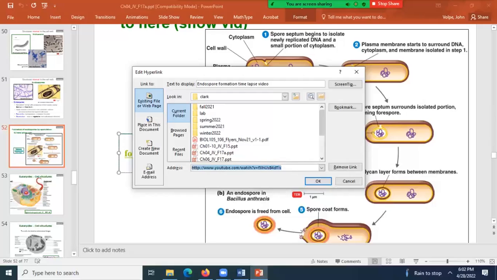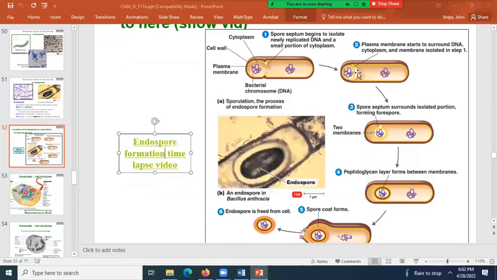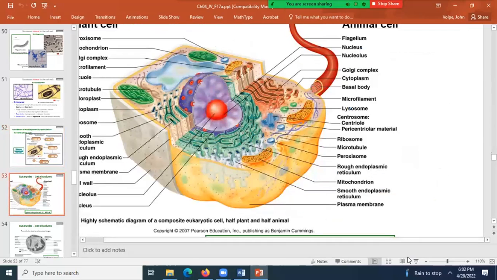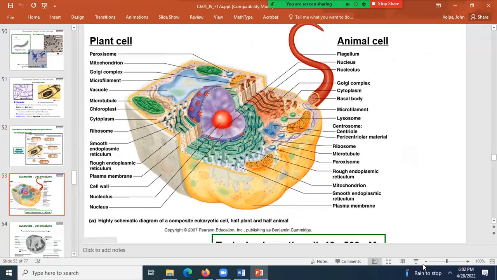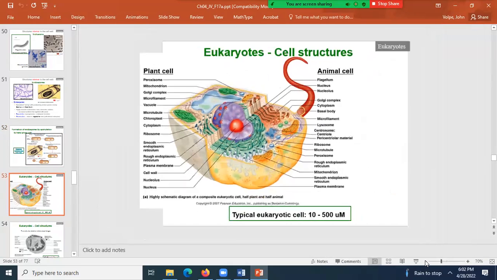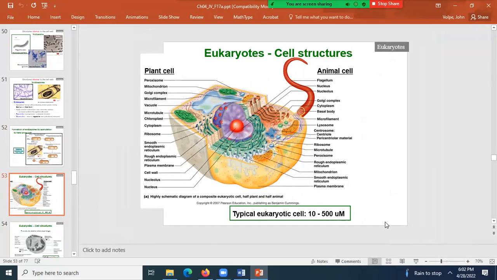All right, any question about endospore formation? If not, let's just begin talking about eukaryotic cells. You need to know the cell structures of eukaryotic cells. And if I don't finish this, it's okay, this lesson, because you have had this lesson in your previous class, but it's showing you the structures in a plant cell and in an animal cell in this slide.